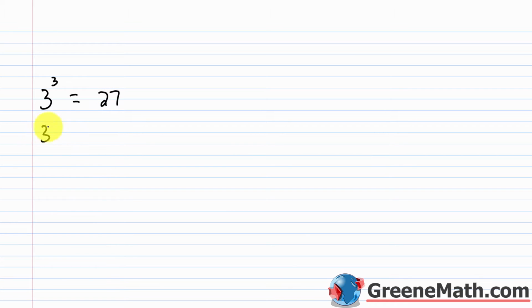What about 3 squared? 3 times 3 is 9. What about 3 to the 1st power? We know that's 3. Then 3 to the power of 0. Let's do 3 to the power of -1 and 3 to the power of -2.